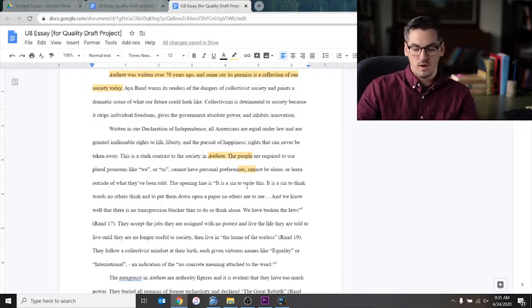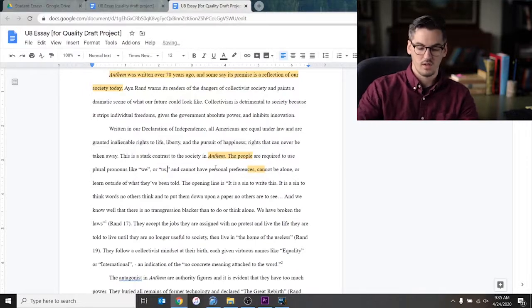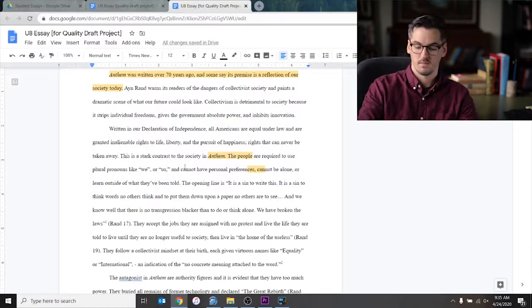The people are required to use plural pronouns like we or us, and then there's a break here. It turns to negative. Cannot have personal preferences, cannot be alone, or learn outside of what they've been told. So there needs to be a conjunction here that changes that idea. So, and cannot. You have two choices then. Creating a comma, which should go inside here, comma, and cannot. You need to have a comma and a conjunction when the rest of the sentence is incomplete, right? There's no subject. Or you could add the subject and take away the comma.